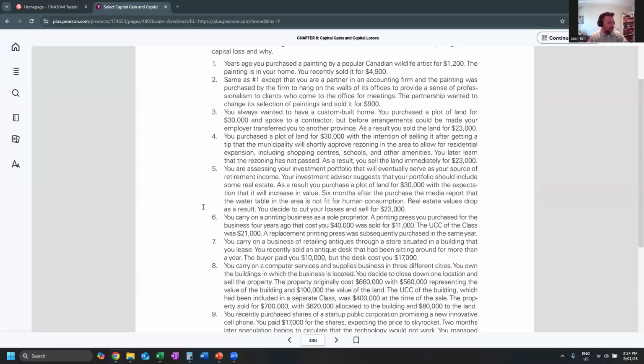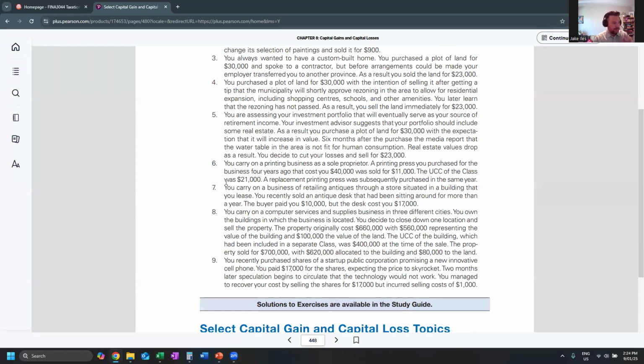The next couple of cases relate to a printing press. You carry on a printing business as a sole proprietor. A printing press I bought 4 years ago cost $40,000 and was sold for $11,000. They give us a UCC of $21,000, and a replacement printing press was purchased. So we bought it for 40, sold it for 11, so there's no capital gain. We sold it for less than our cost.